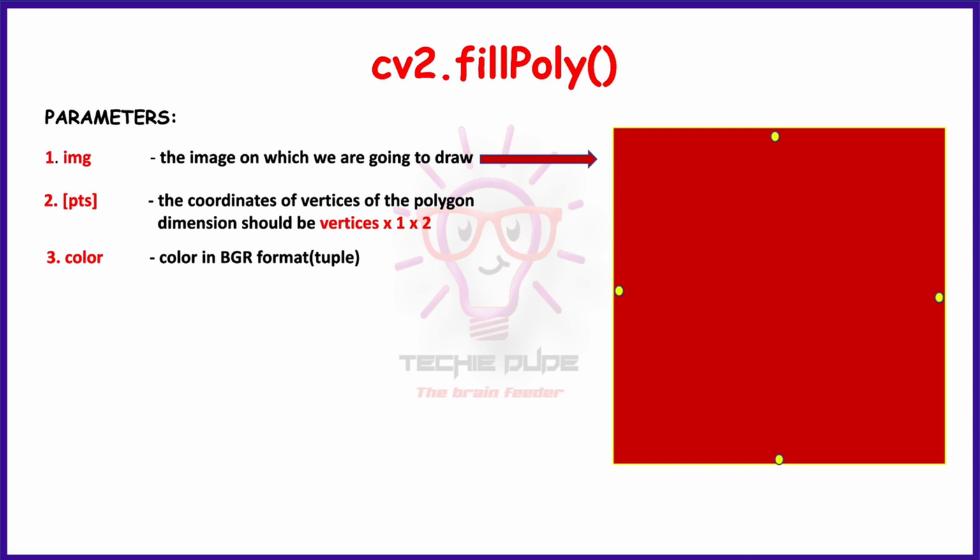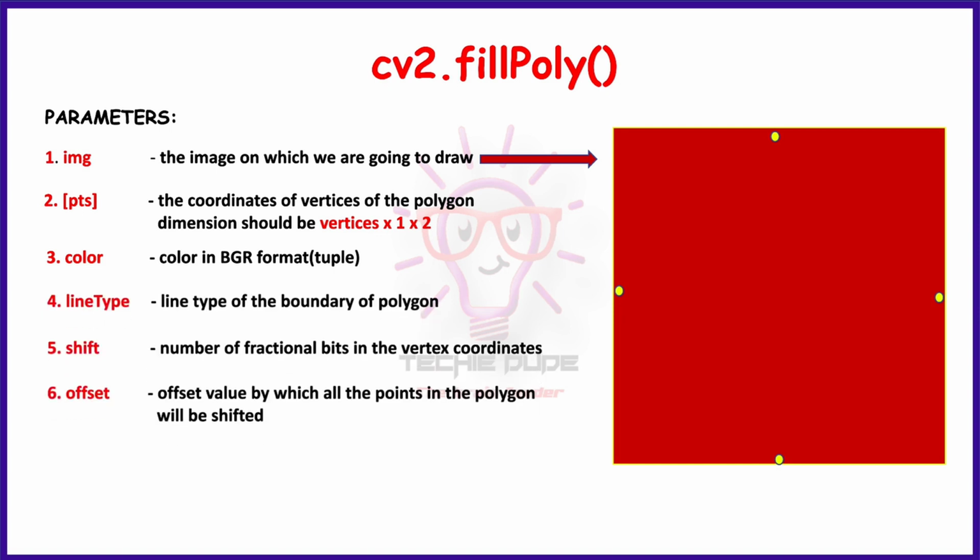And there are other three parameters which this fillPoly function will take. Namely, the line type, shift, and offset. Line type determines the line type of the boundary of the polygon. OpenCV has a set of line types already predefined. We have to use one among them. And the fifth parameter is shift. I don't know what this does exactly, but as per the documentation, this shift represents the number of fractional bits in the vertex coordinate. And the last parameter is the offset.